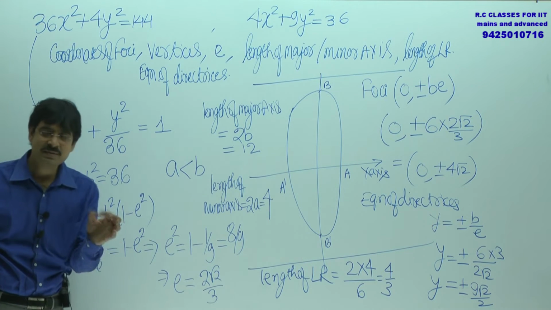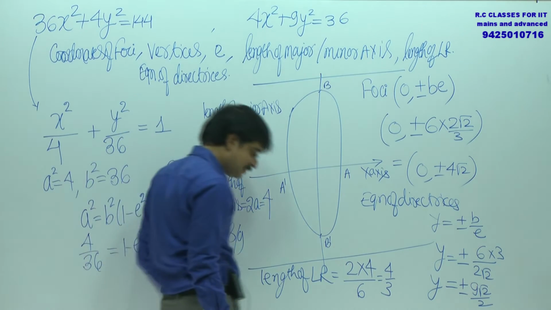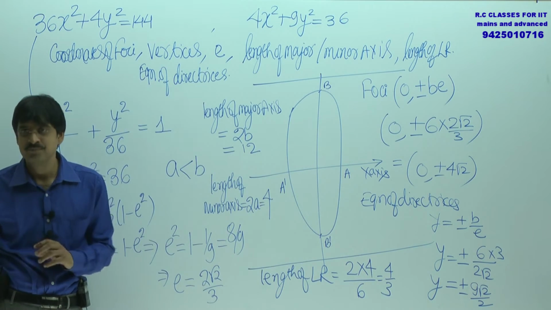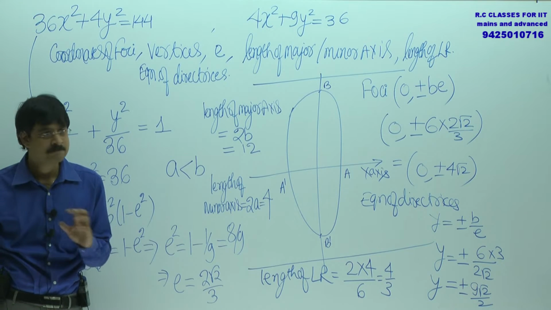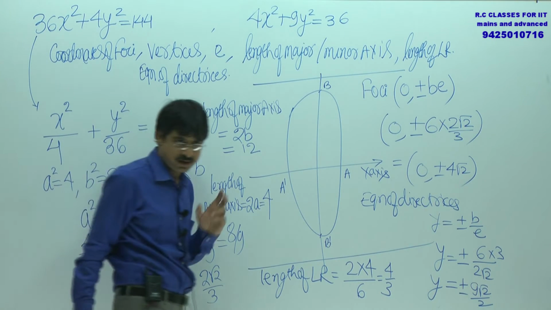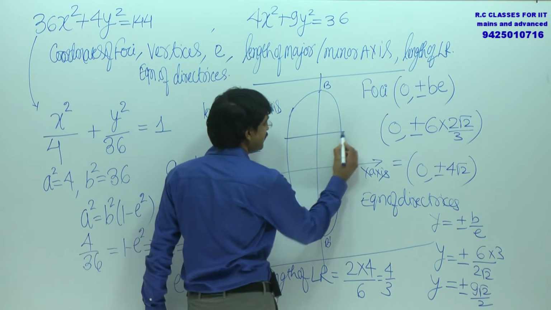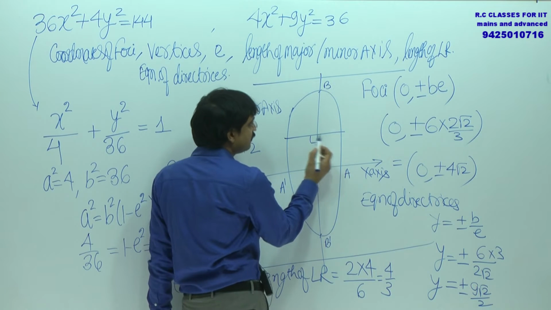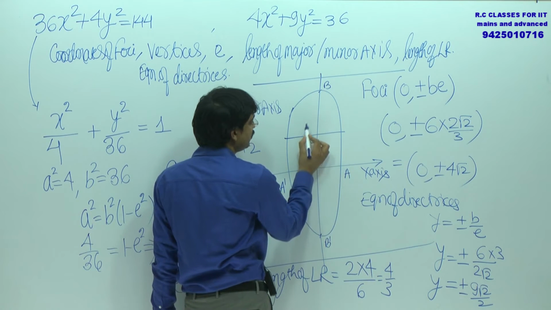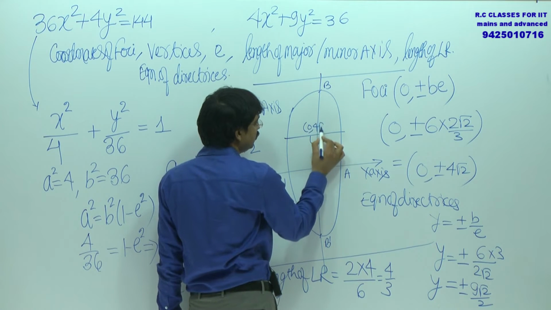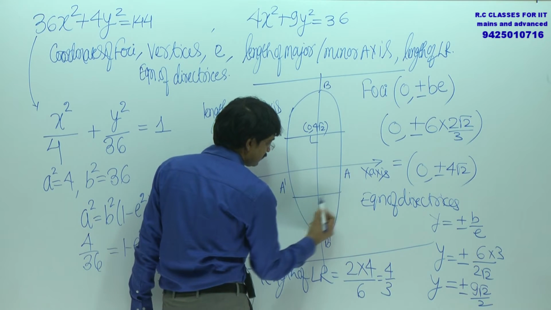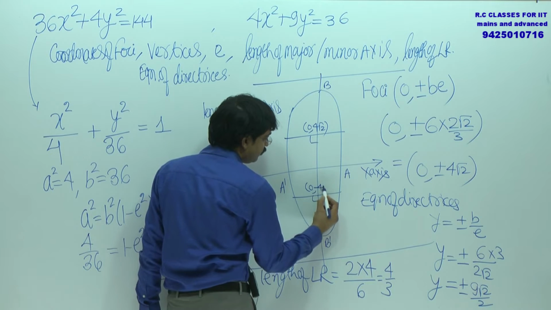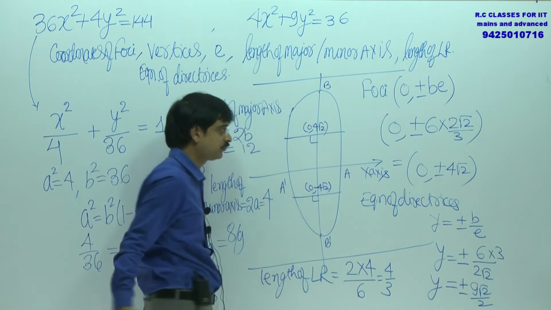If I ask you the extremities of the latus rectum, can you tell me the extremities of latus rectum? सारी information जितना भी possible है सब कुछ निकाल लेते हैं. Extremities of the latus rectum passing through the foci, है ना? 0, plus minus 4 root 2. This is the point 0, 4 root 2. 0, minus 4 root 2. राइट.